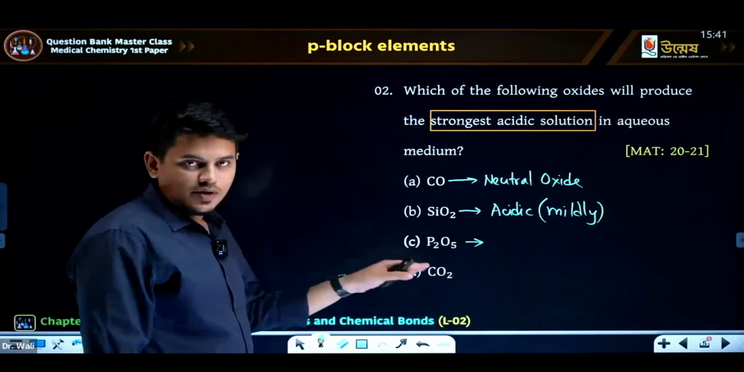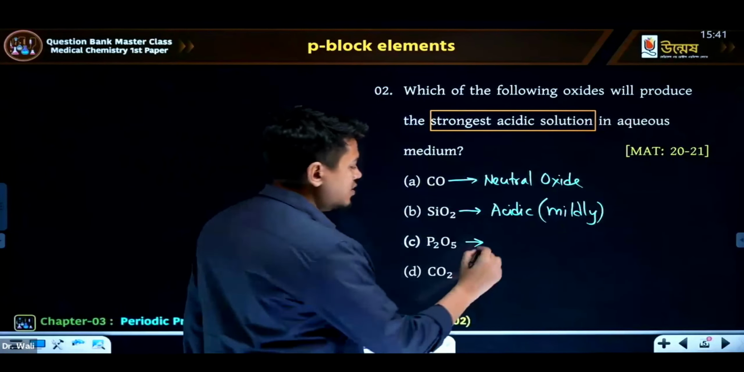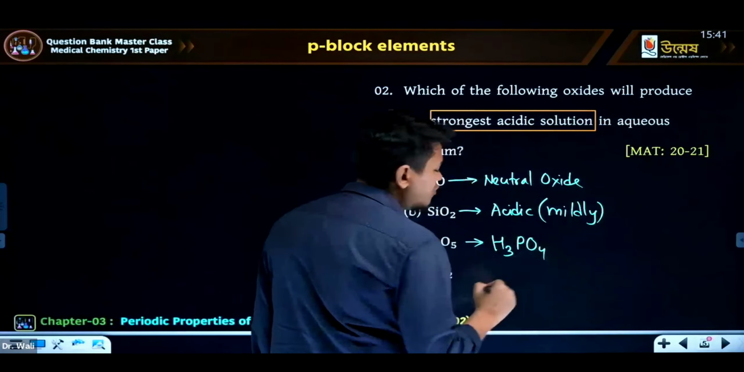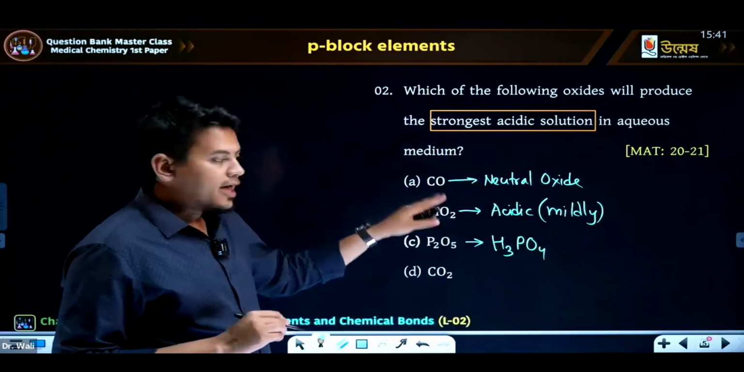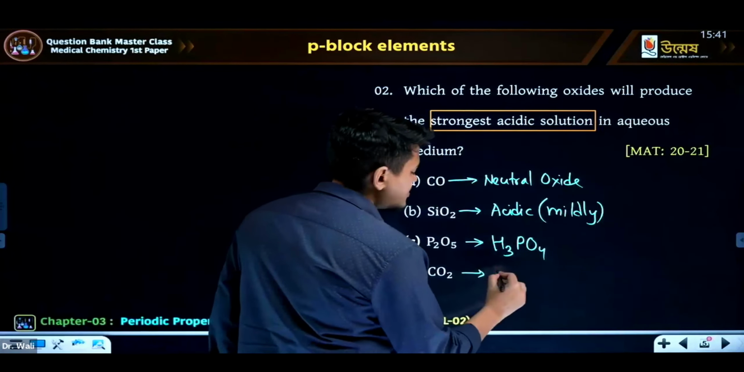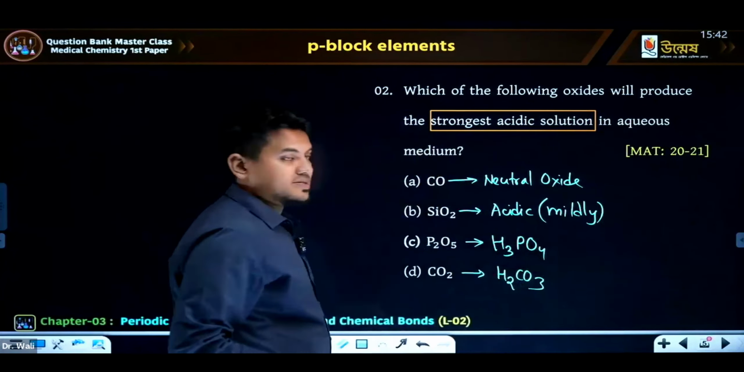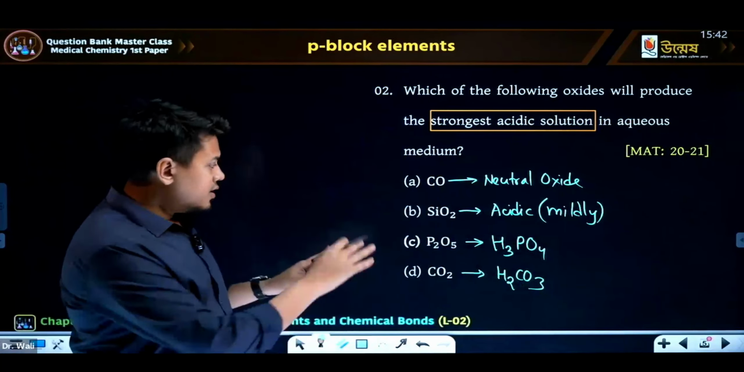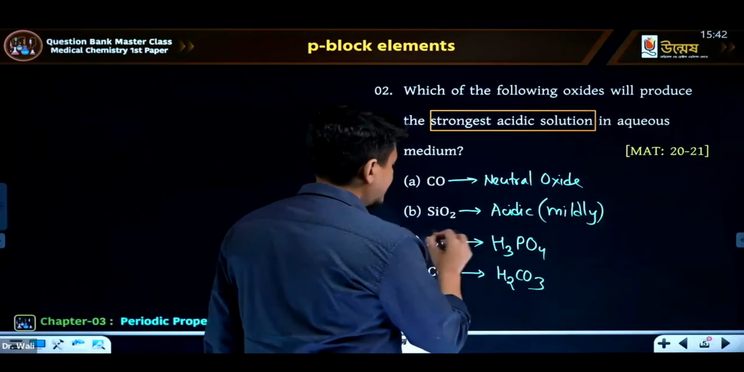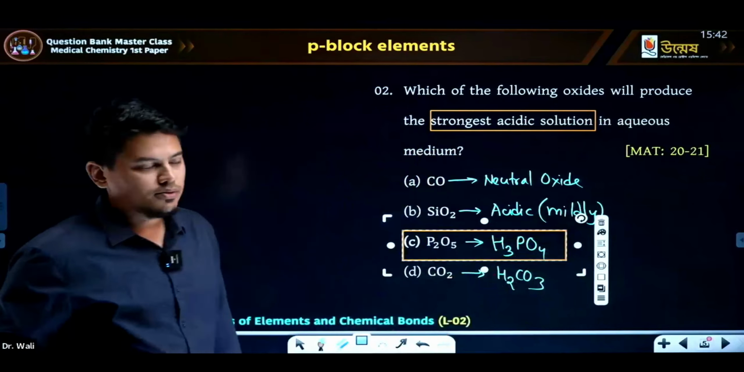P2O5, on the other hand, which is phosphorus pentoxide, certainly reacts with water to form H3PO4, or phosphoric acid, which is certainly most acidic among the 4 options. Because for carbon dioxide, it will be carbonic acid, which is a weaker acid, like silicic acid. So B and D are ruled out or excluded. The correct answer will be option C. It will create the strongest acidic solution.